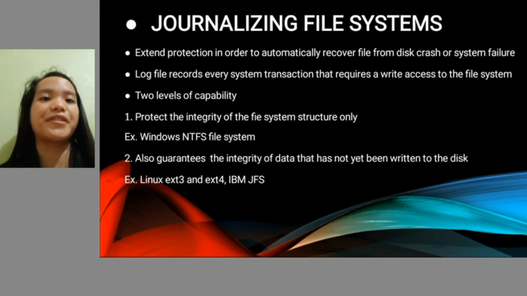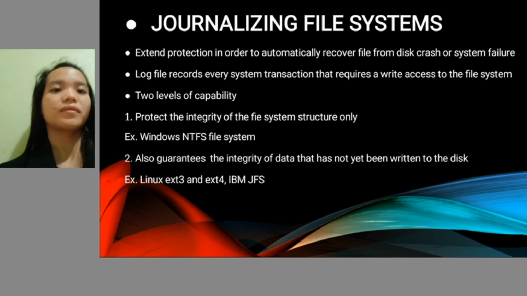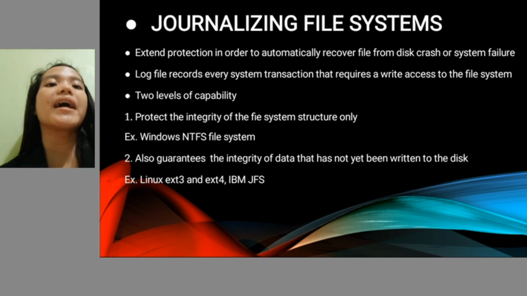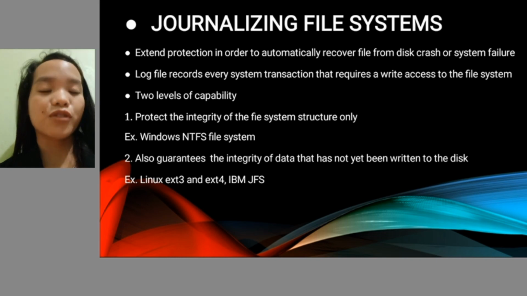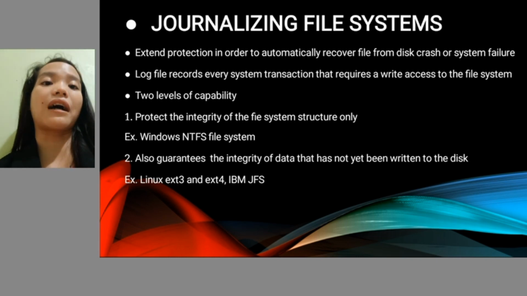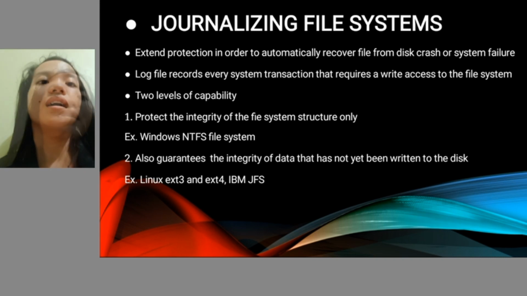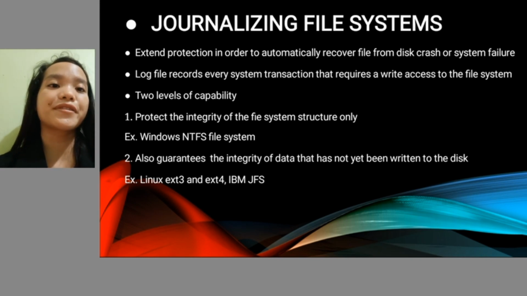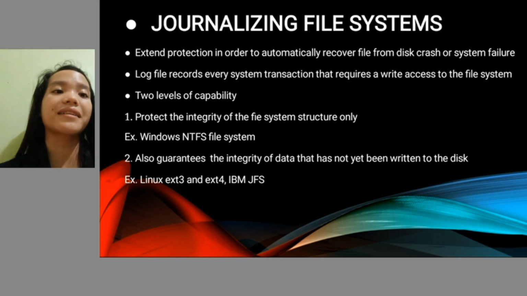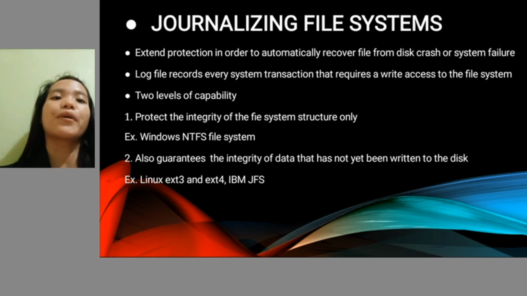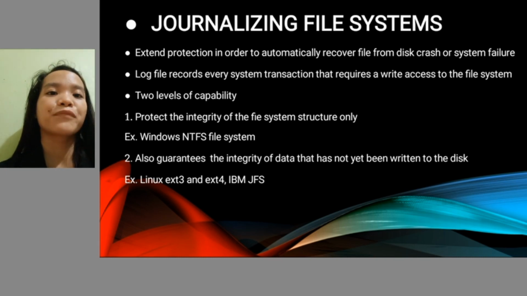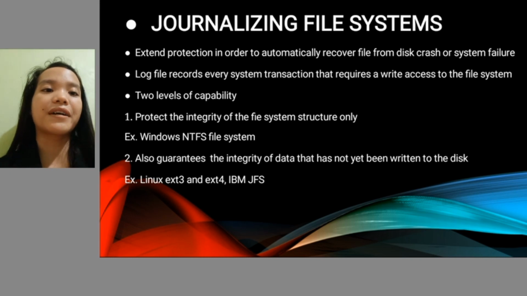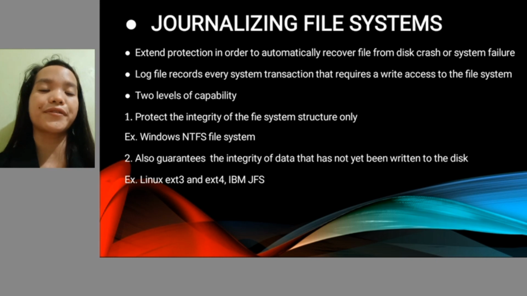The journalizing file system. The journalizing file system extends protection in order to automatically recover files from a disk crash or system failure. Also, the journalizing file system log file records every system transaction that requires write access to a file system. It has two levels of capability. First, to protect the integrity of the file system structure only. An example is the Windows NTFS file system.